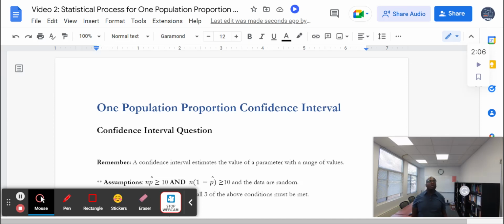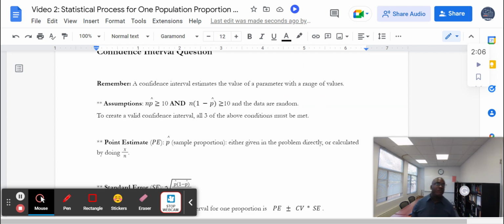Hello, so welcome to video 2 where we're going to talk about one population proportion confidence intervals. The general gist is, remember, for confidence intervals, what we're trying to do is estimate a value for a parameter that we don't have access to. The parameter is something that we just don't know. What we're going to do is draw a sample from the population to be able to create an interval of plausible values for that particular entity. In this video, we're going to look at a confidence interval regarding the population proportion.